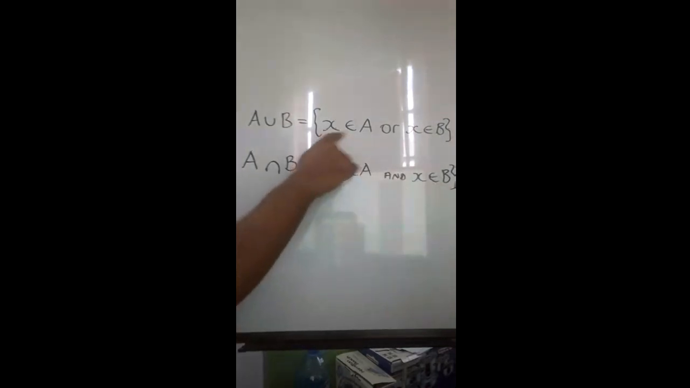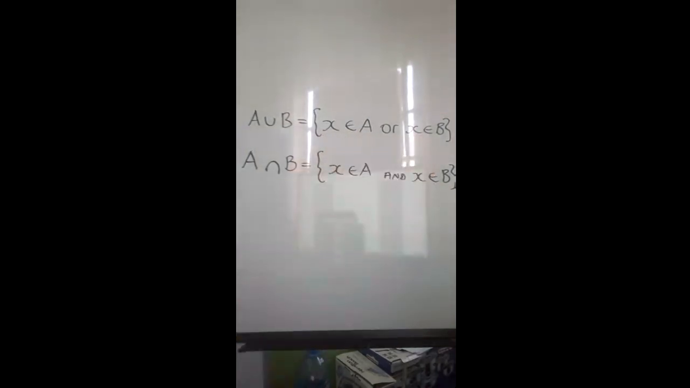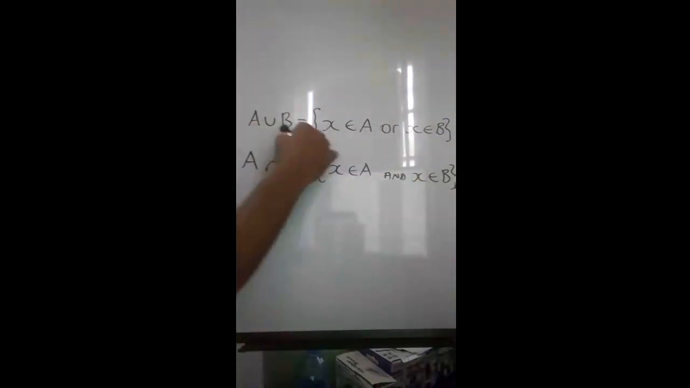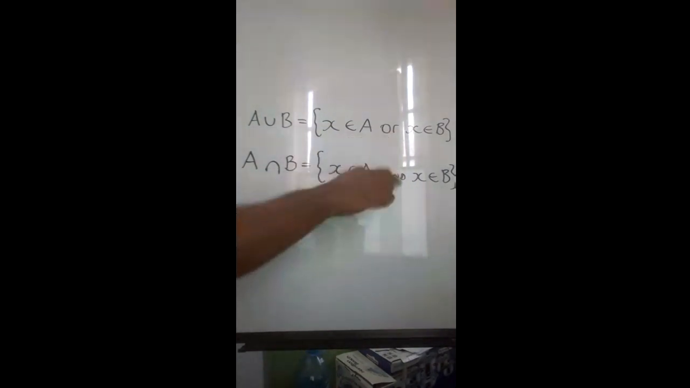Up here, it is in A or it is in B. So if you have a 1 in A and a 2 in B, you put everything in this. If the 1 is in A but there's no 1 in B, it's not a part of this. So simply put, intersection is saying it must be in both sets, whereas union is saying it's a combination of both sets. Now here's where it gets sticky, because some people get confused with the or and the and.